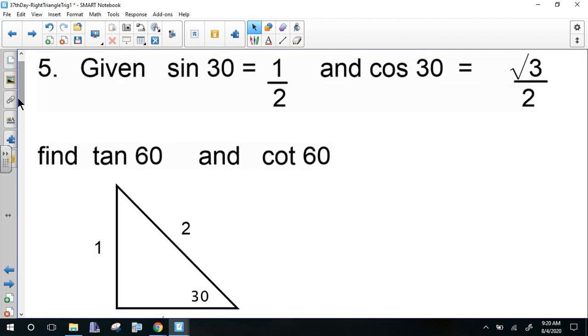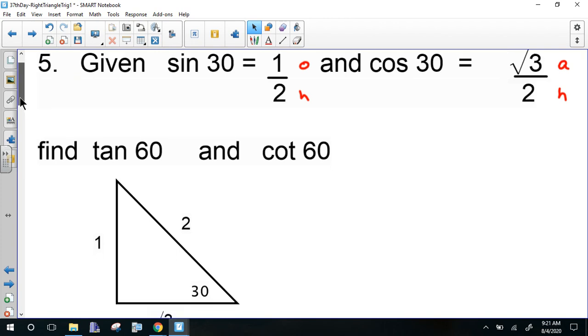Next type of problem you may see, I'm given sine of 30 degrees is 1/2, and cosine of 30 degrees is square root of 3 over 2. I need to find tangent of 60 and cotangent of 60. So I need to draw a triangle. Remember that for my sine, this is opposite over hypotenuse. Cosine is adjacent over hypotenuse. So it looks like my hypotenuse is 2, my opposite is 1, my adjacent is root 3.